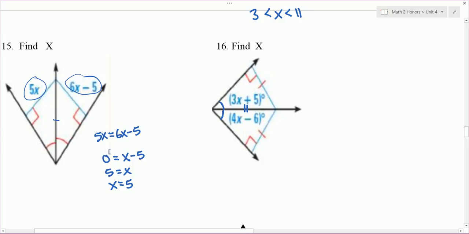And then because the triangles are congruent, we can say their corresponding parts are congruent. In particular, these two angles are congruent. So 3x plus 5 we can set equal to 4x minus 6. Subtract 3x from both sides. Add 6. We get x is 11.